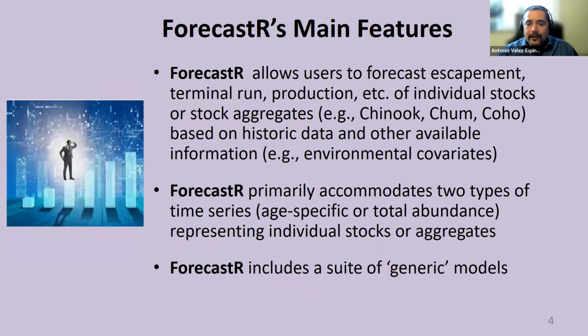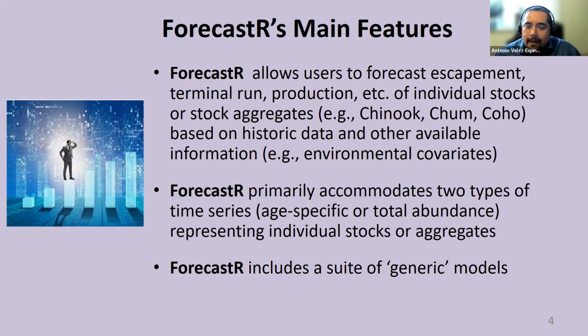The main features, like Jess mentioned in the introduction, is that ForecastR enables users to forecast escapement, terminal run, and production. It can be of individual stocks or aggregate stocks. And now in the latest and greatest version, and that's what I decided just to provide an update on, because now that we are observing lots of environmental change and trends in environmental variables, it was really important to incorporate the ability to read some of those time series of environmental covariates and see how they influence forecasting.